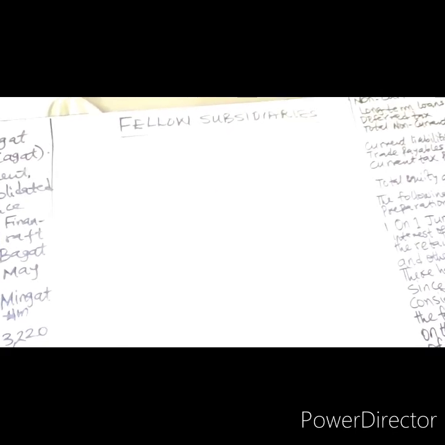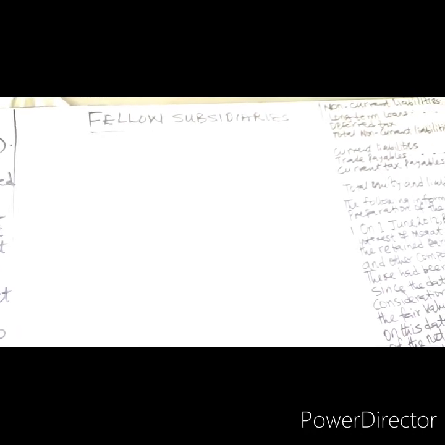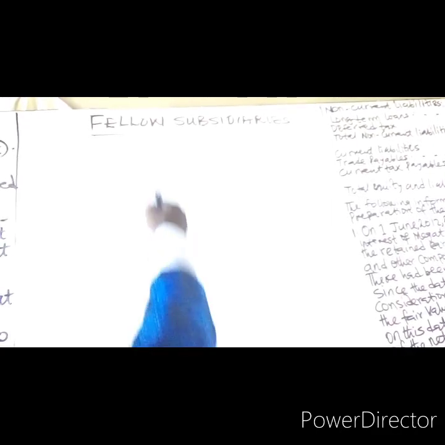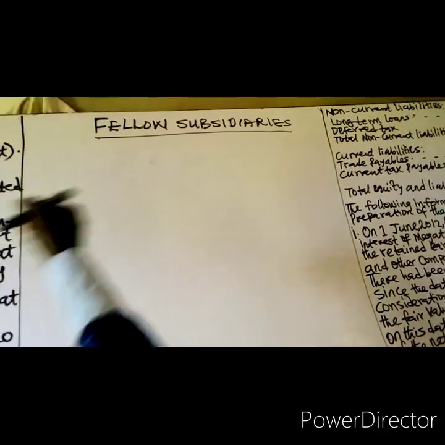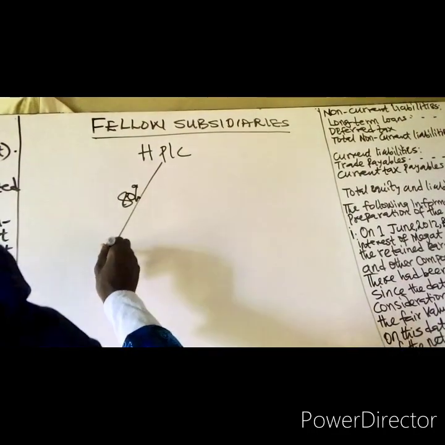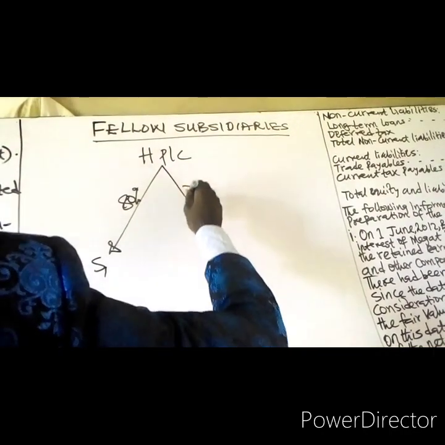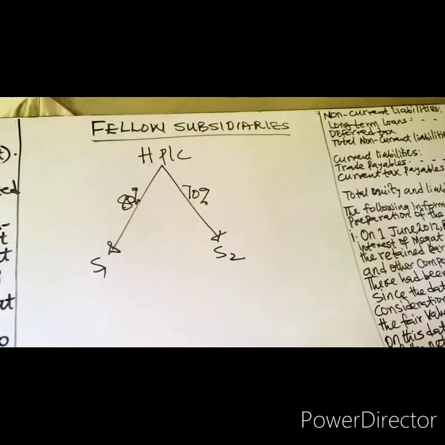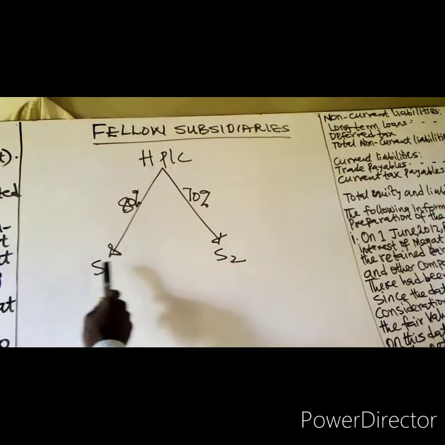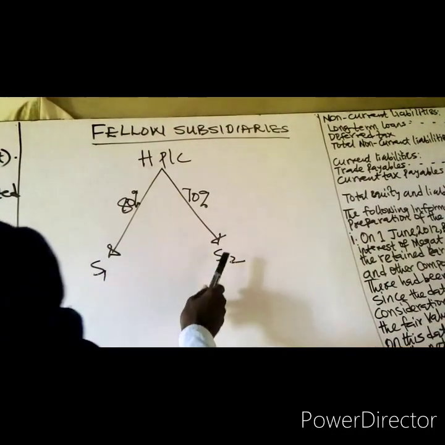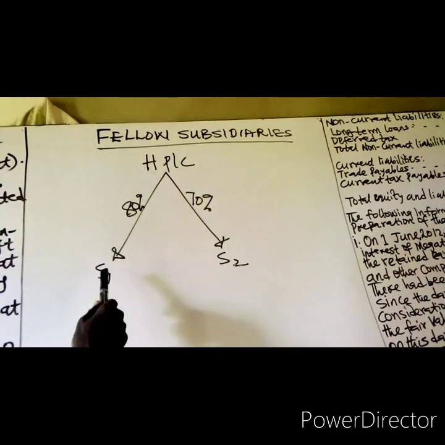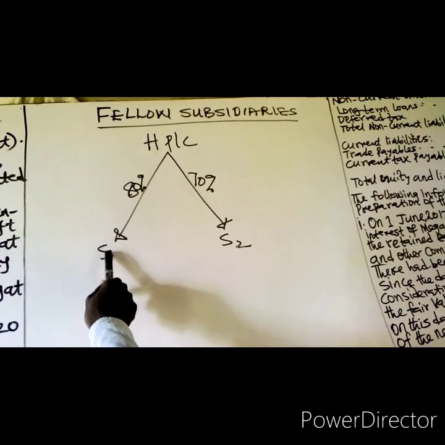Fellow subsidiaries. Two or more companies can be said to be fellow subsidiaries if they are controlled by the same parent. Take for instance, if HPSC acquired 80% of S1, and at the same time HPSC acquired 70% of S2, both S1 and S2 are subsidiaries of HPSC, but S1 is not a subsidiary of S2, and neither is S2 a subsidiary of S1. Since both S1 and S2 are controlled by HPSC, S1 and S2 can be said to be fellow subsidiaries of HPSC.